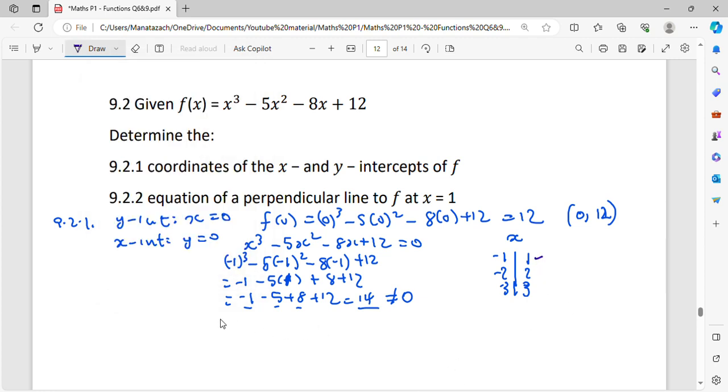So where x is 1, we'll have 1 cubed minus 5 times 1 squared minus 8 times 1 plus 12. It's going to be 1 minus 5 minus 8 plus 12, which will be 1 minus 5 is minus 4, and then minus 4 minus 8 is minus 12, and then it's going to give us a 0. So we have a factor. One of the factors is x minus 1.